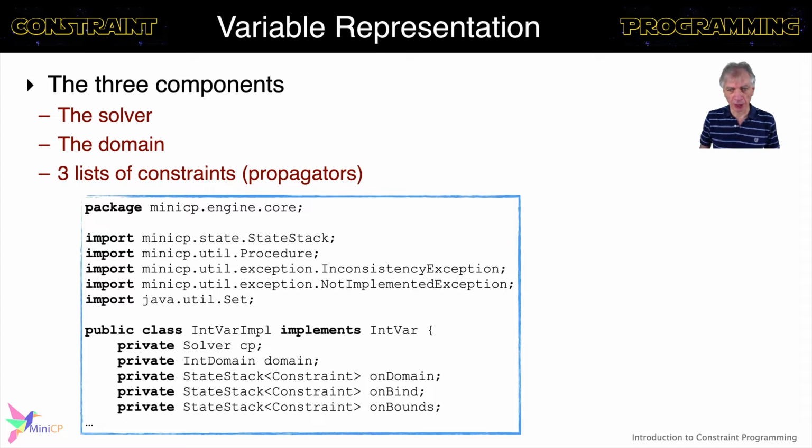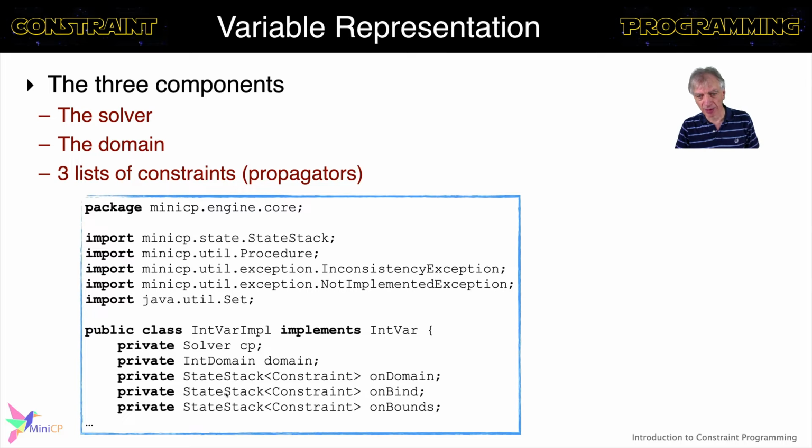All right, so the first thing that you have to see is what the variable itself contains. You see the solver there, very important, you'll see why. Then the domain, obviously a variable has to have a domain. And then these three lists: the list of constraints that have to be propagated as soon as the domain is changing, the list that have to be propagated as soon as the variable is bound, assigned, and the list that needs to be propagated as soon as the min or the max of the variable is changed.